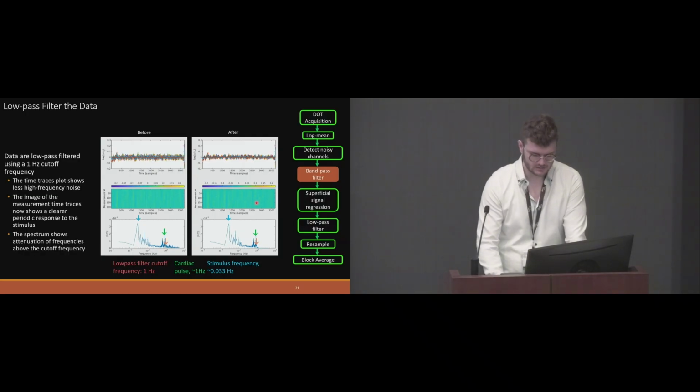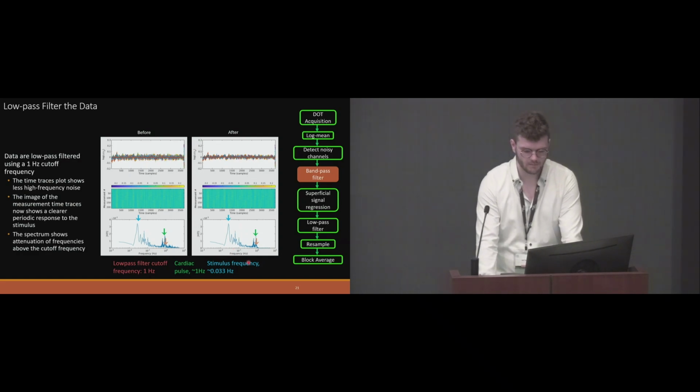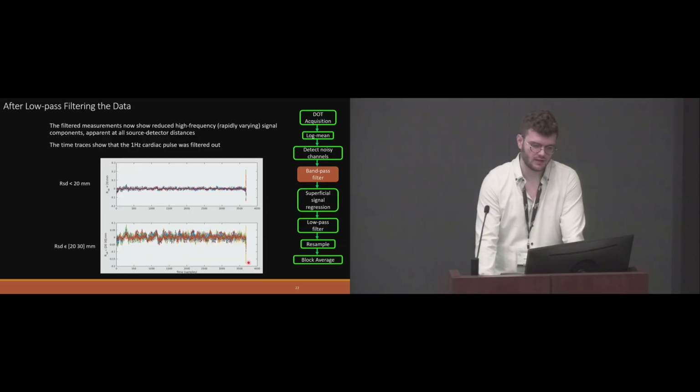And then lastly, our power spectrum at the bottom shows the attenuation to our frequencies above that cutoff frequency. Next, we can look at our low-pass filtered data, and we can see an additional flattening, and now we can start to see some of that periodic motion in our medium distances here.